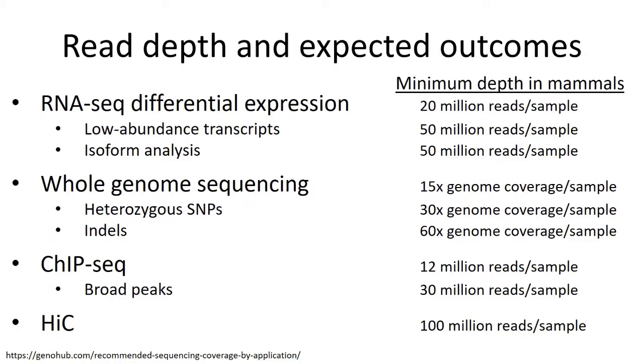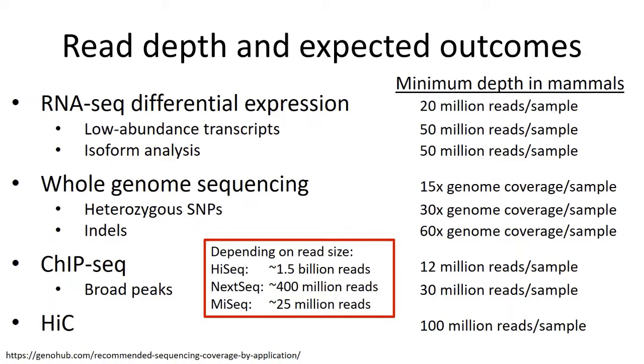So hopefully you can see, based on all of these different types of applications, that they're all going to need different read depth in order to really get the data that you want out at the end. So then this comes into the experimental design setup when you think about your actual sequencing machine. An Illumina Hi-seq generally outputs about 1.5 billion reads per sequencing experiment. An Illumina NextSeq outputs approximately 400 million reads, and an Illumina MiSeq outputs approximately 25 million reads.